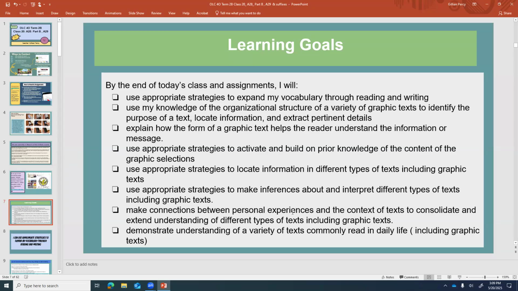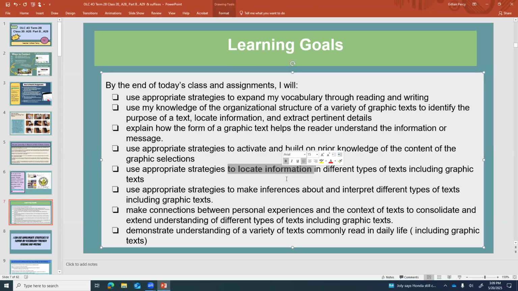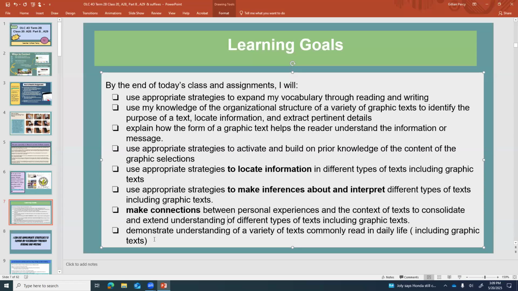Now, I'm going to just highlight. Same thing, but also to locate information, also to make inferences about and interpret different types of texts, and also to make connections about different types of texts and demonstrate understanding. Okay, those are all about graphic text, which is what we're working on right now with this lesson.